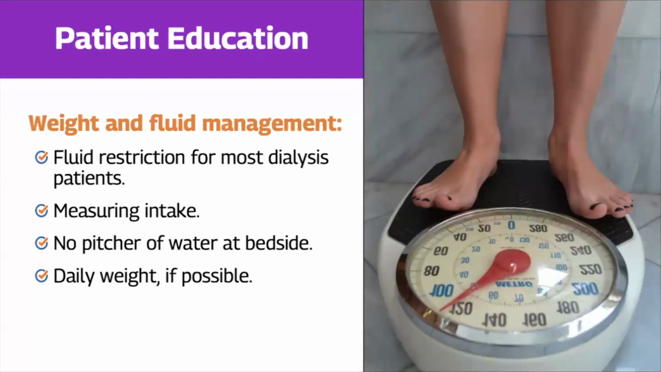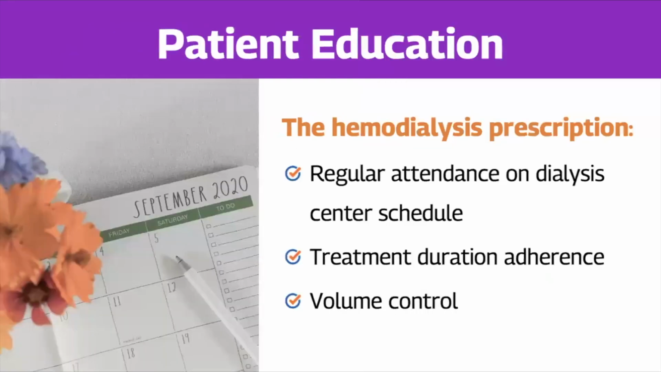Patients need to weigh and be aware of fluid management, so we need to teach them about fluid restriction. Not every patient is on a fluid restriction, especially those that still make quite a bit of urine, but most patients are on a fluid restriction. So we want to measure their intake, and we don't want to leave a pitcher of water at their bedside or in easy reach for these patients. We want them to ask for sips of water instead. So we need a daily weight if possible.